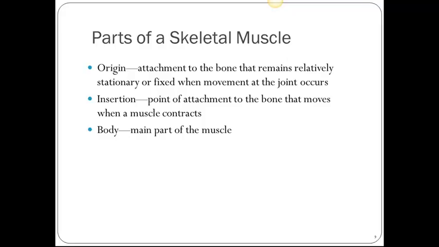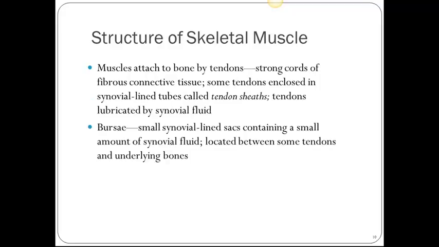Parts of the skeletal muscle: we have the origin, which is where the muscle attachment to the bone remains relatively stationary and is fixed when movement at the joint occurs. Insertion is the point of attachment to the bone that moves when the muscle contracts, and the body is the main part of the muscle.